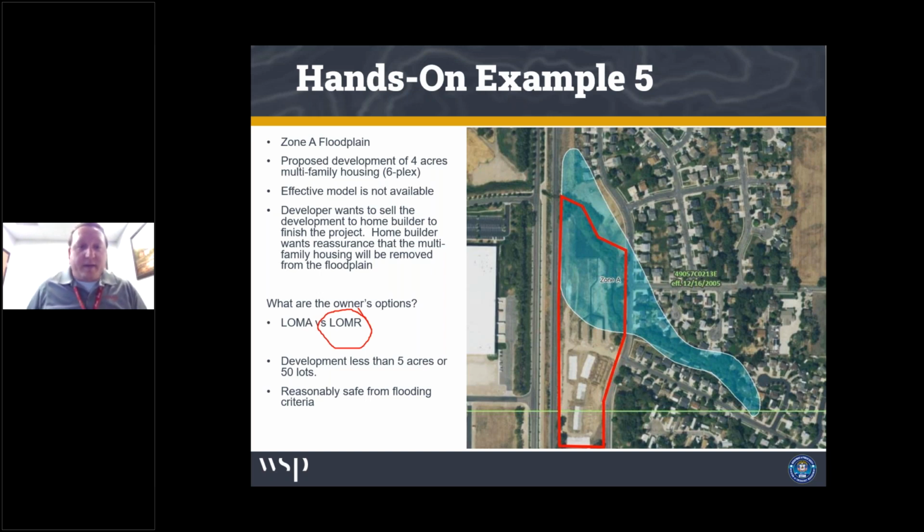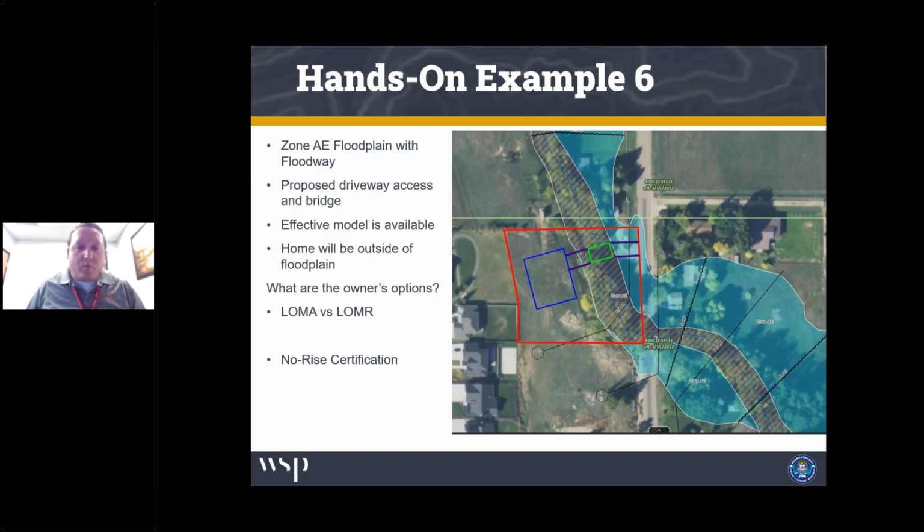And last one, so this is a home that wants to build here in the blue area. In order for them to access their home, they're going to have to build an access driveway and a bridge across the Zone AE floodplain with a floodway. And their proposed bridge is going to sit within that regulatory floodway. And so this is what they proposed. They come to the community, they want to know, okay, well, my home's not going to be in it, but the bridge is going to be within that space.